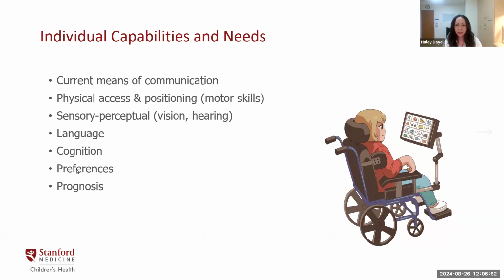And we also need to understand what their prognosis looks like so that we can anticipate their needs over time. We use information from all of these areas to identify the features of an AAC system that might match that person's needs, and then match the AAC system to those features.